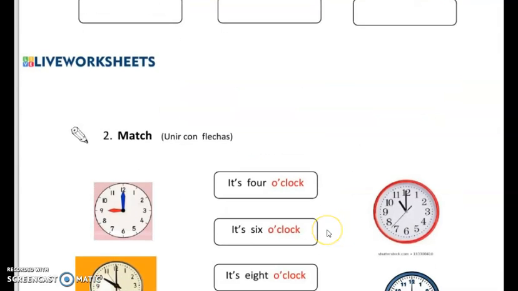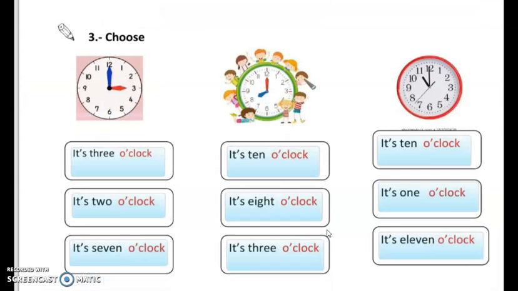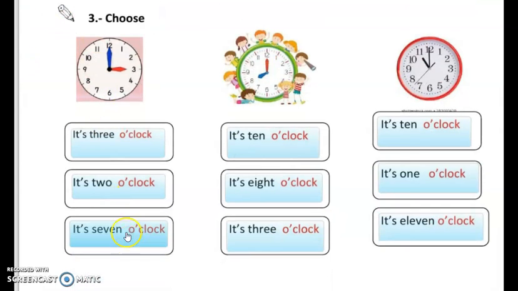Okay. Now we're not going to do this one. So we have choices here. So we look at the clock. It's 3 o'clock. It's 2 o'clock. It's 7 o'clock. Which one? It's 3 o'clock. This one here.